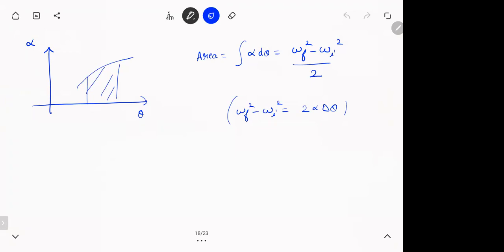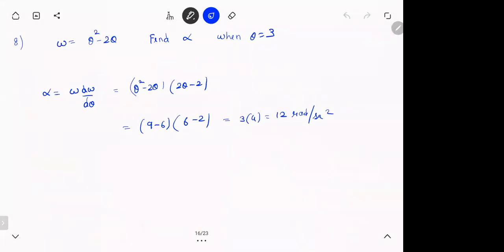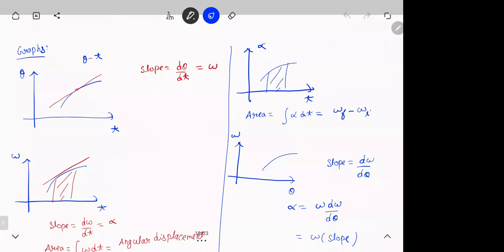So let's get back to work. Last thing we are doing is the graphs part, so let's continue from there. This was the last problem we are doing on omega based.